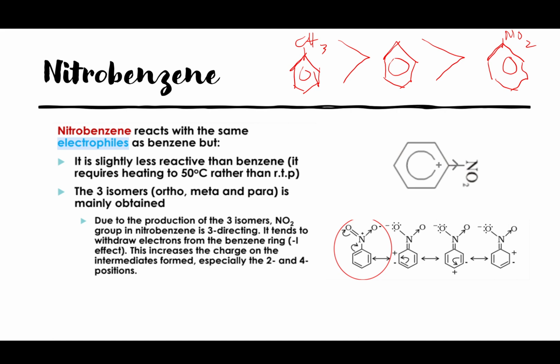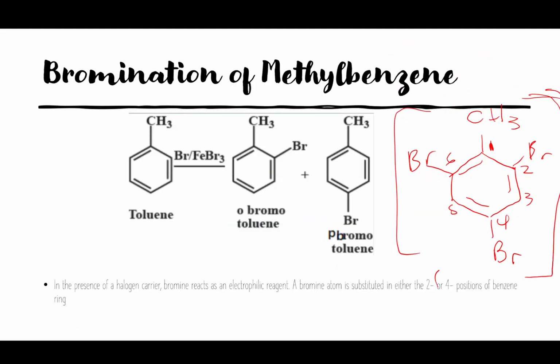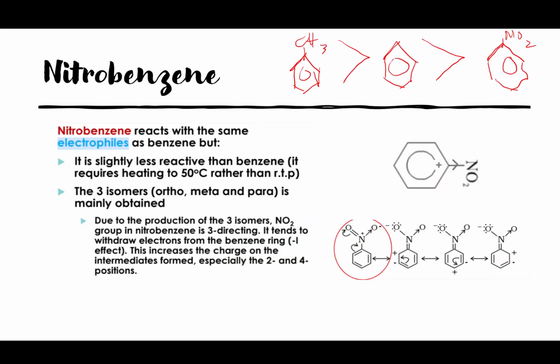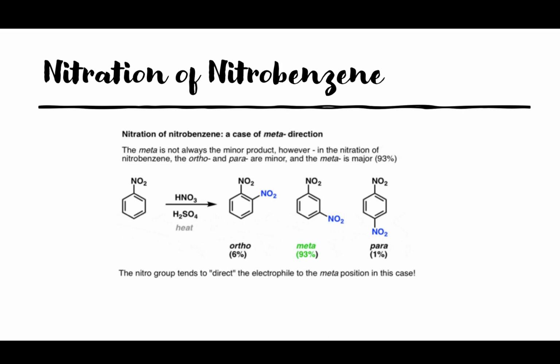It is meta directing, right? It tends to withdraw electrons from the benzene ring through the negative inductive effect, right? This increases the charge on the intermediates formed, especially at the 2 and 4 positions. So, whereas the methyl group is ortho-para directing, the nitro group, well, not the nitrile group, the nitronium group rather, is actually meta directing.